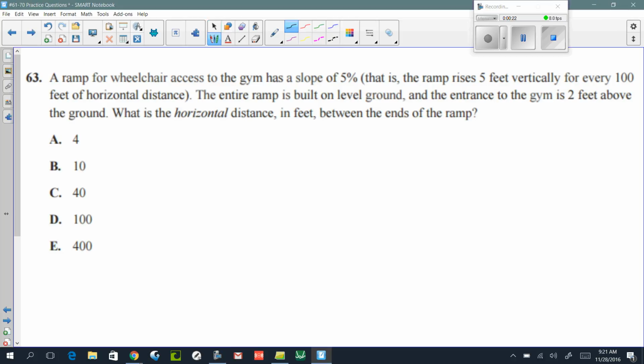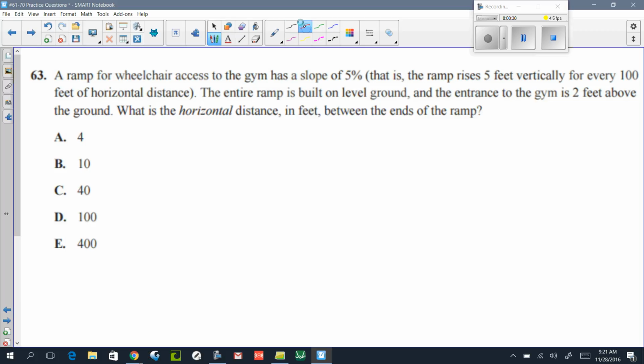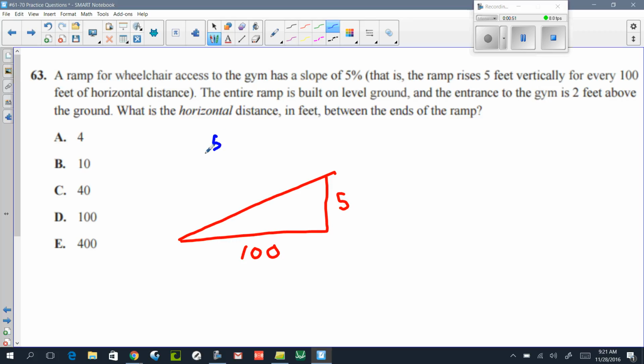Starting with number 63, this question just tells us that we have a ramp going up to a gym, a ramp into a gym that has a slope of 5%. Now, what a 5% slope means is simply that for every 5 feet of vertical rise, you would have 100 feet of horizontal rise. So your slope, remember, is rise over run. So if you were to look at the rise, you'd have 5 over run, which is 100, and 5 over 100 is 5%. So you can think of that as rise and that as run.